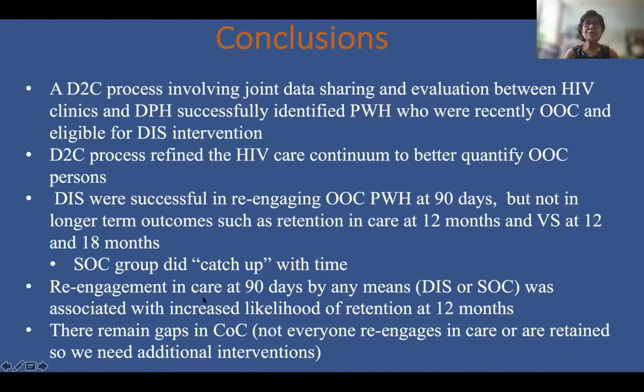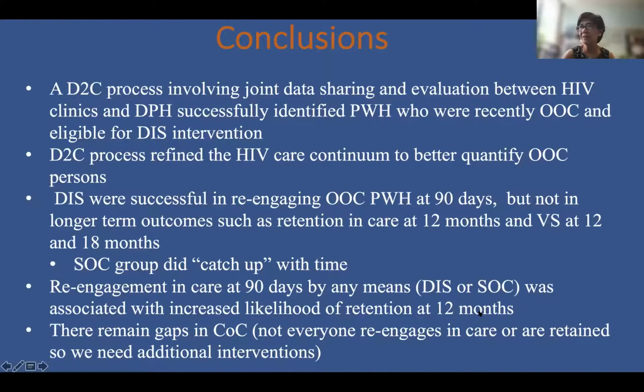I didn't show this data because I didn't know if I had time, but we looked at re-engagement in care at 90 days by any means, whether it was by DIS or standard of care, because re-engagement at 90 days is generally a good thing, whether it was because they eventually re-engaged or because the DIS jump-started the process. But the folks who re-engaged by any means were more likely to retain at 12 months.